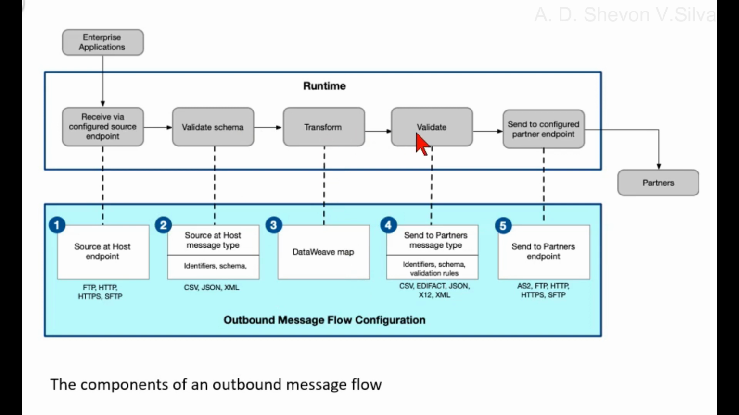Transform is connected to validate. Validate interacts with send to partners message type, identifier, schema, validation rules: CSV, EDIFACT, JSON, X12, XML. Validate is connected to send to configured partner endpoint, and it interacts with the send to partners endpoint: AS2, FTP, HTTP, HTTPS, SFTP. Send to configured partner endpoint is connected to partners.